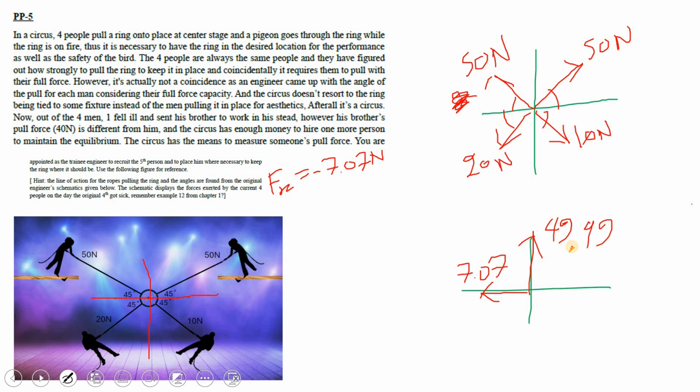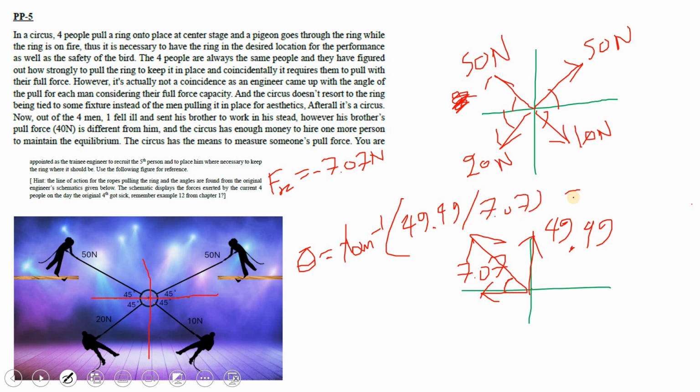Okay, so one is leftwards, one is upwards, meaning that the resultant force is going to be somewhere in the first coordinate, right? If it is somewhere in here, we need to figure out the angle from the horizontal. We're going to get this angle. So we'll have tan inverse of the y direction force, which is 49.49, divided by the x direction force, 7.07, and it comes out to be 81.86 degrees.